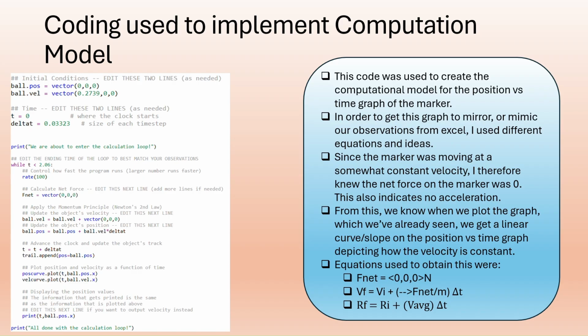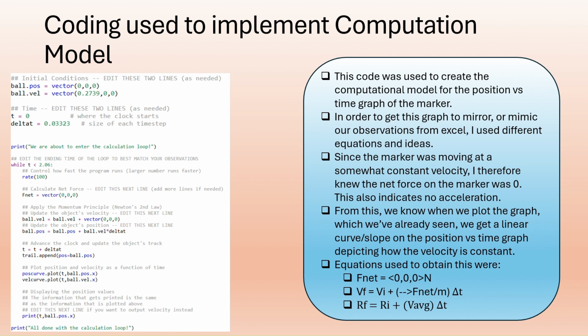So on the left here, you can see my code that I used to compute the models that you just looked at. You can see that the position started at the origin 0, 0, 0, and the velocity of the ball was 0.2739 meters per second. This was calculated by taking the final position minus the initial position over the final time minus the initial time. And the time steps were in increments of 0.03 seconds, so that was my delta t, and time started at 0.